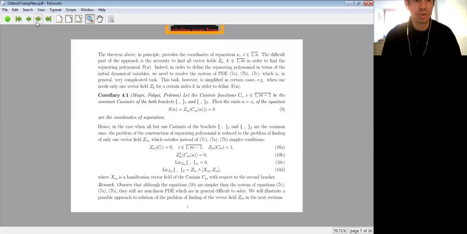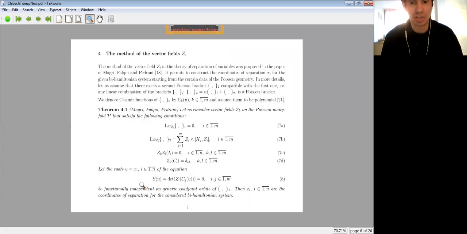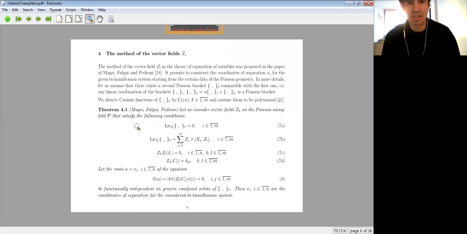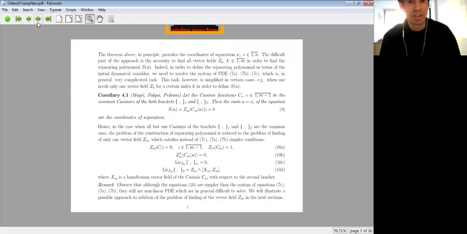In order to construct this polynomial S of u, you have to find all vector fields zeta k which satisfy nonlinear PDE. All these conditions with the vector fields, at least conditions 7b and 7c, are nonlinear PDE. So in general, how to resolve this in terms of initial dynamical variables is not clear.